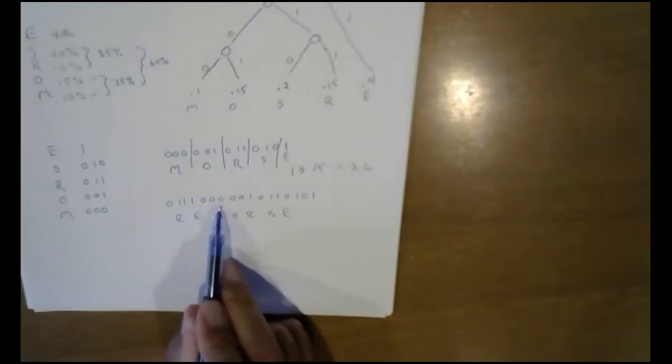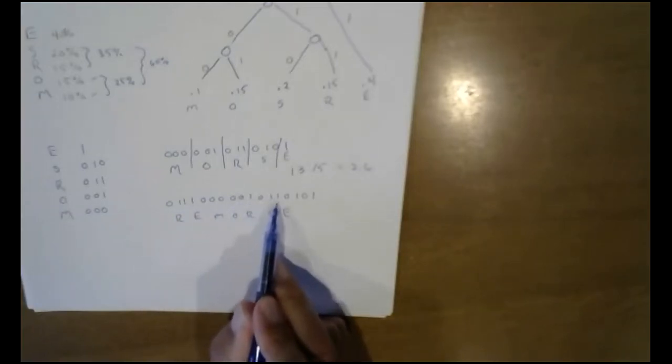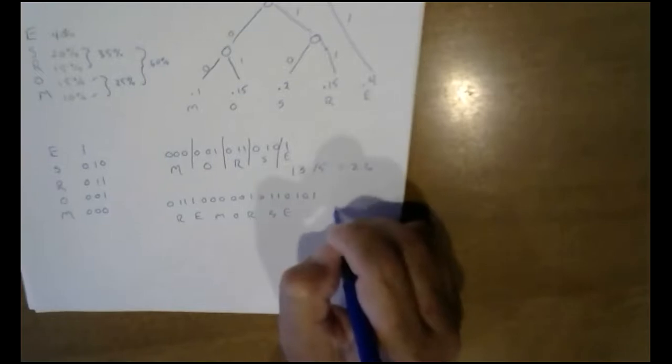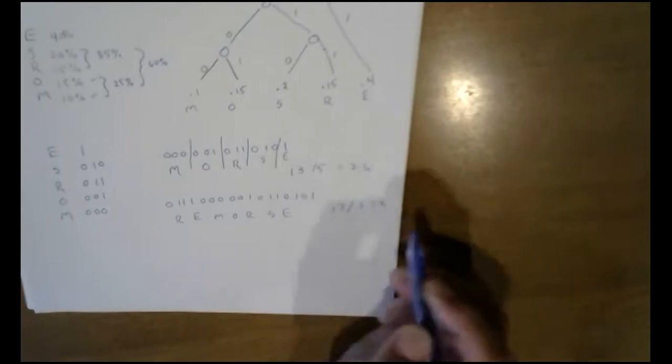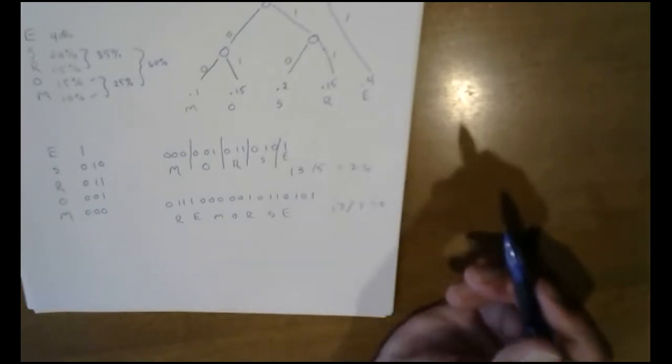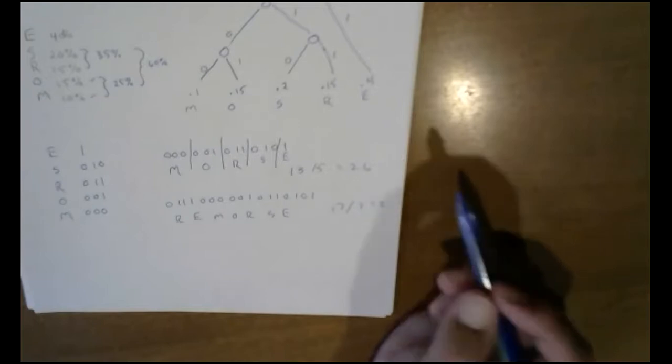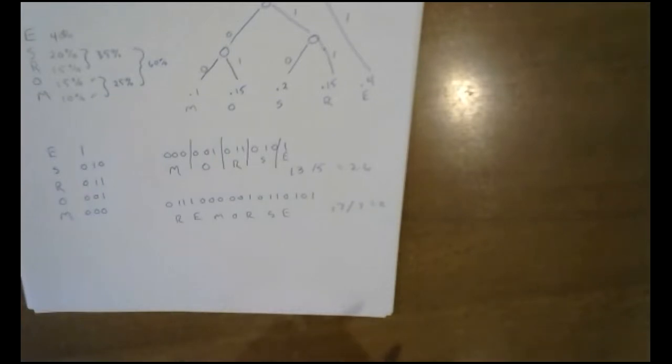R-E-M-O-R-S-E. 1, 2, 3, 4, 5, 6, 7, 8, 9, 10, 11, 12, 13, 14, 15, 16, 17 divided by 7. That's 2.37, 2 and 3/7. So that's even a bit better than that, because we know the E should be coming up frequently in our made up language.